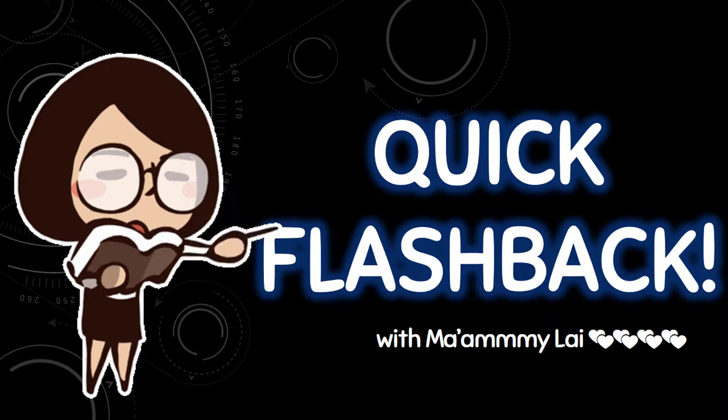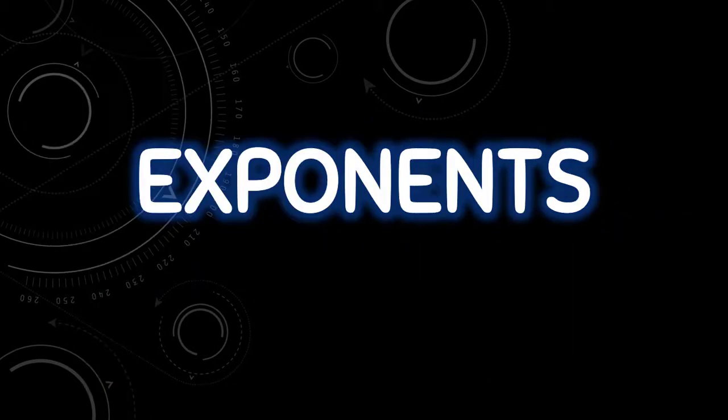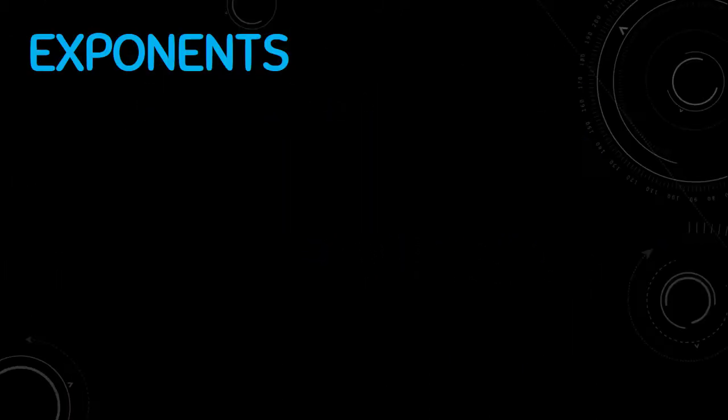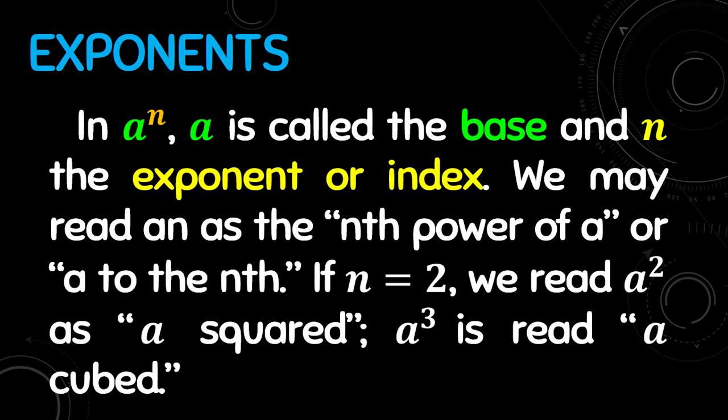This is the quick flashback of your math lessons from your lower years. Exponents. What is an exponent, or what are the exponents? In a raised to n, a is called the base and n is the exponent or index. We may read it as the nth power of a, or a to the nth. If n is equal to 2, we read it as a squared. If n is equal to 3, we read it as a cubed.